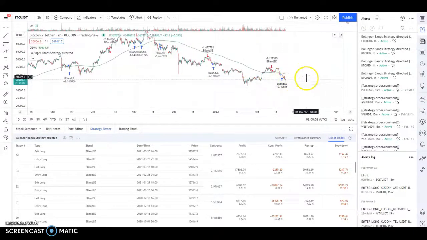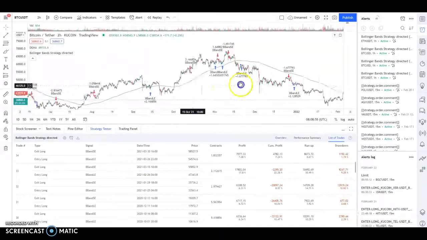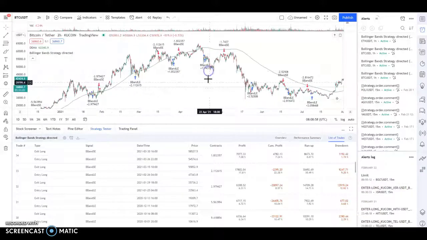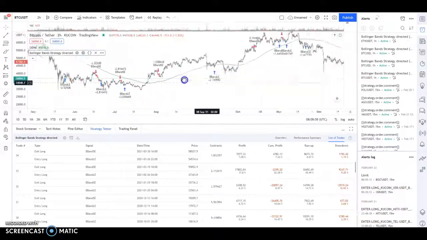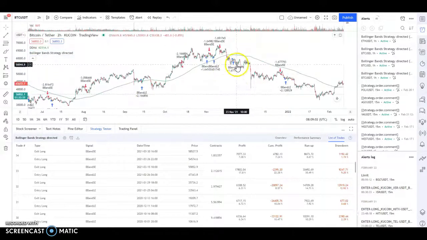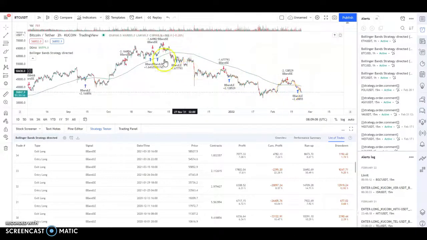And yeah, so overall, let's see, that is 1, 2, 3, 4, 5, 6 trades in this area. All wins. And we didn't have any loss, right? 6 trades, no loss, 100% win rate. So we're making money. We're not losing money.